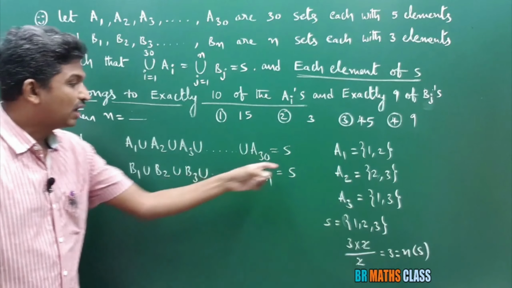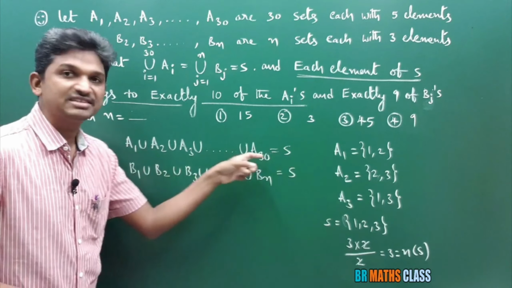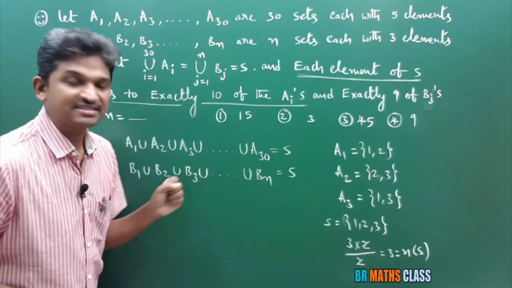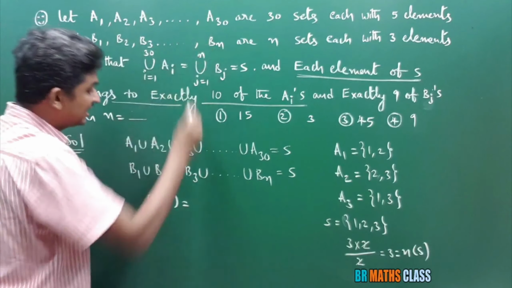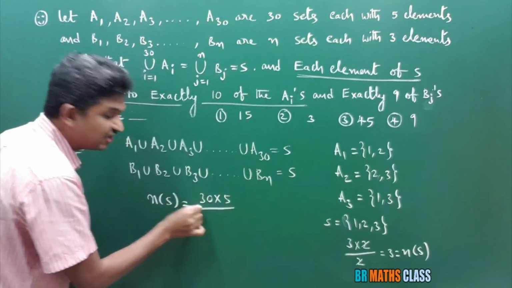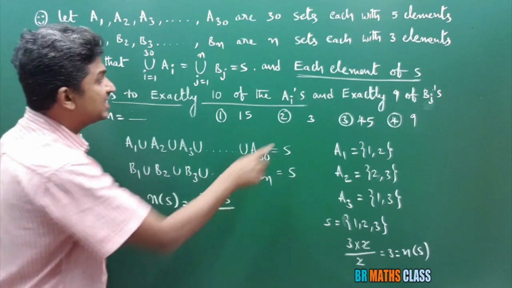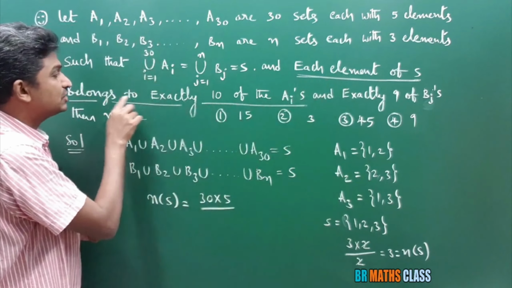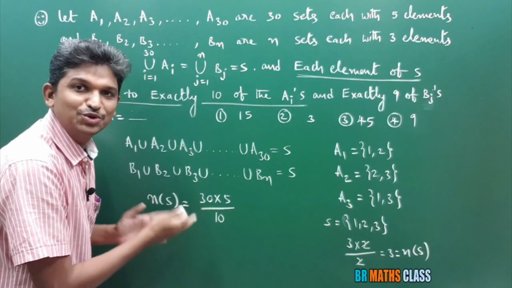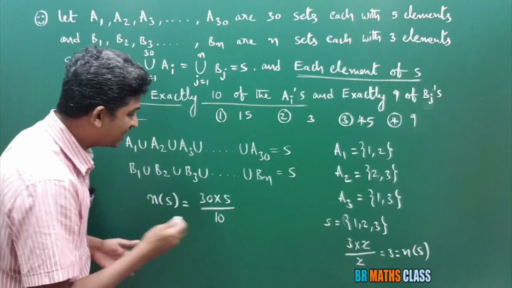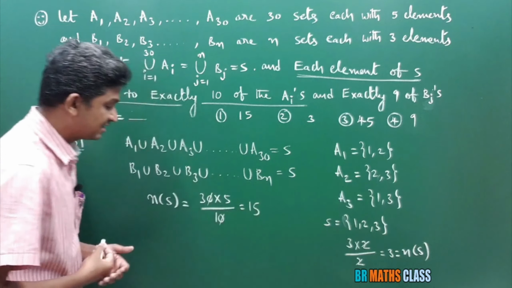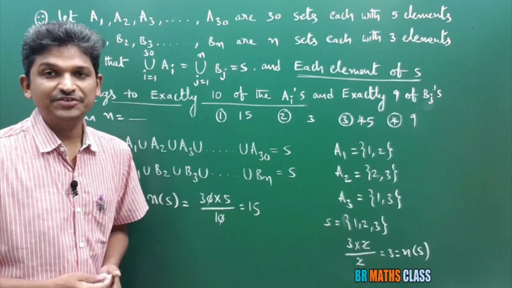You observe here, what is S? S is the union of all these 30 sets. Now I will calculate the number of elements in set S. Here, in total how many sets are there? 30 sets. Each set consists of 5 elements. So 30 into 5, divided by, each element of S belongs to exactly 10 of the A_i's, that means you divide by 10. This is the formula to calculate the number of elements in S. The zeros get cancelled, you will get 15. So the number of elements in S is 15.